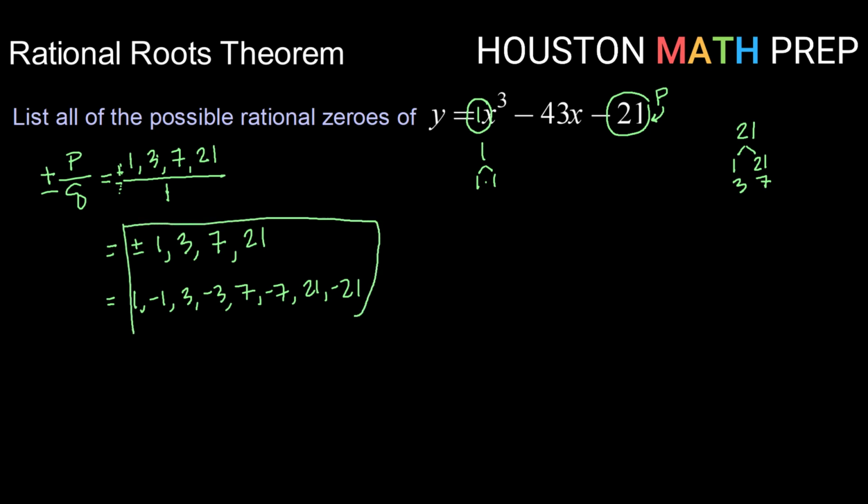So we don't want to check values like 2 and negative 2. We know they're not in our list of possibilities. We don't need to check them. So there's that one. Let's look at another one.